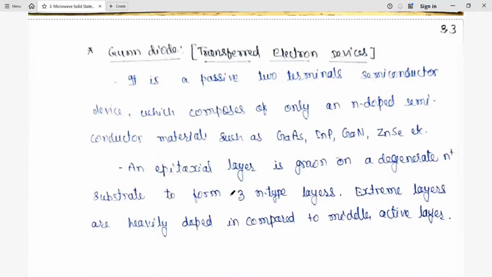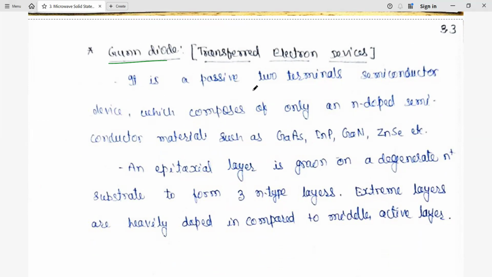So now finally, we'll see the Gunn diode. This is a transferred electron device. So these are important questions. Generally, they'll ask you to explain the Gunn diode and write its mode of operation. So both things we are going to see here.